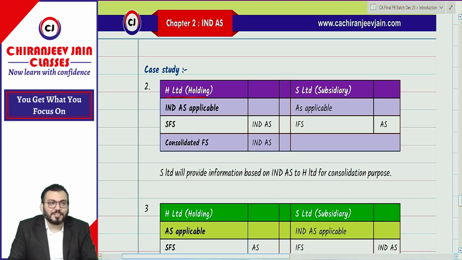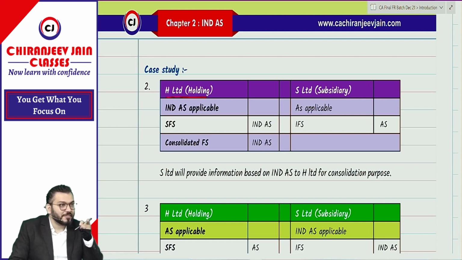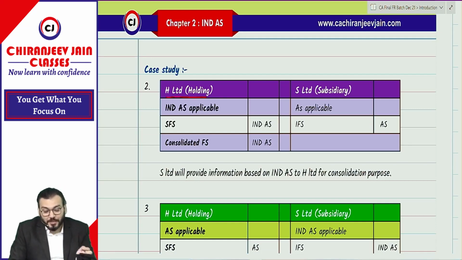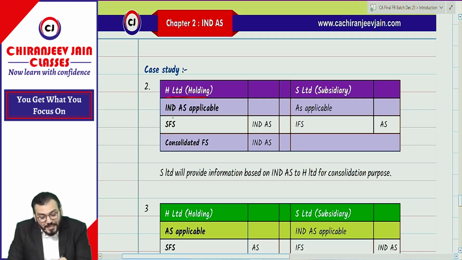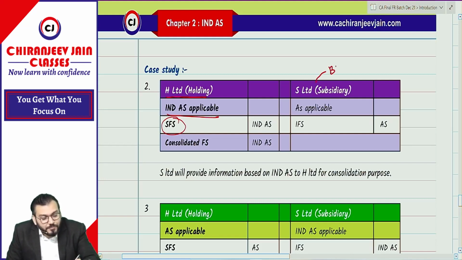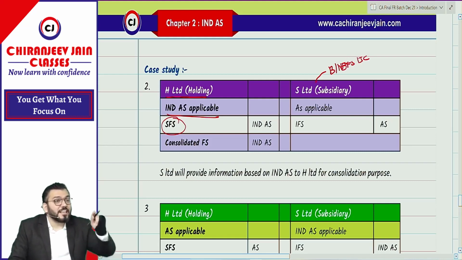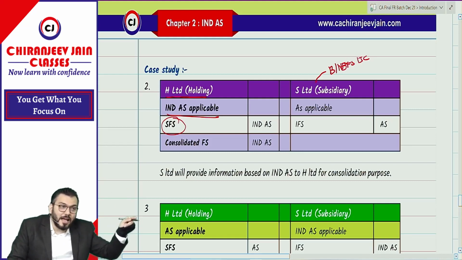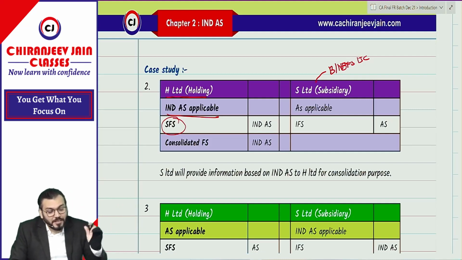H Limited is a holding company. Now you need to apply your common sense. Don't read before I read. H Limited is a parent company. Ind AS is applicable, so they need to prepare their separate financial statement and consolidated financial statement based on Ind AS. But S Limited is a subsidiary. It can be either a banking company or NBFC, or it can be an insurance company, to which Ind AS will be applicable as per their applicable time.